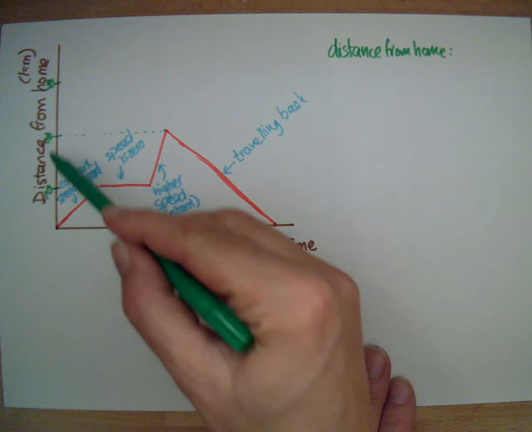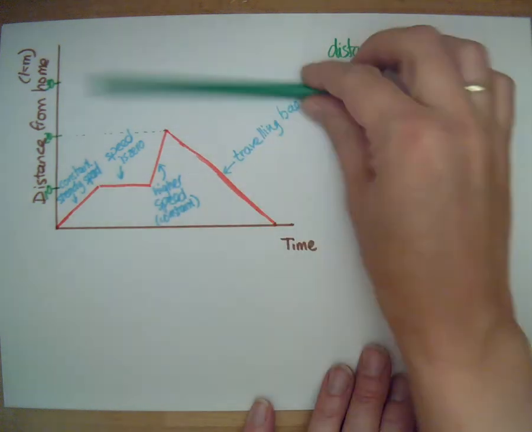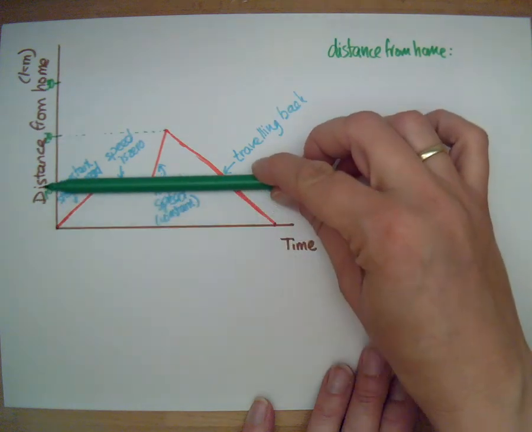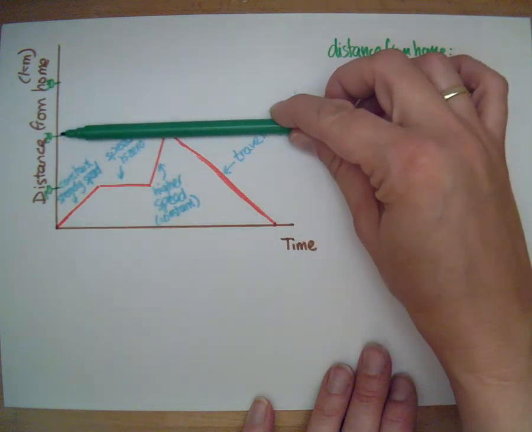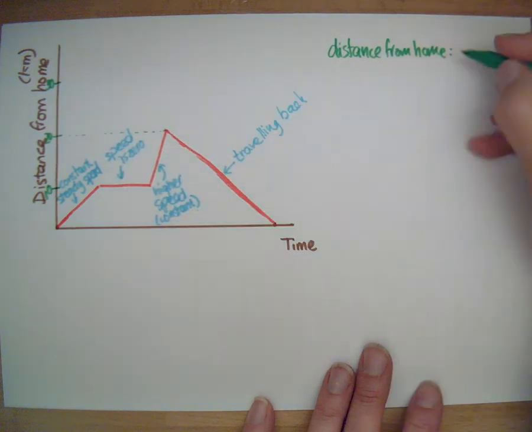Well, 20 kilometers is the furthest I got away from my house, right? I went away from my house up to 20 kilometers away, and then I returned. So distance from home is 20 kilometers.